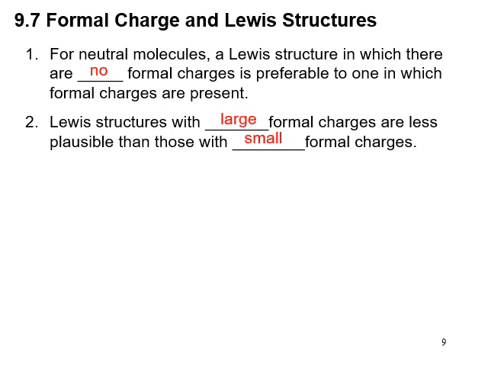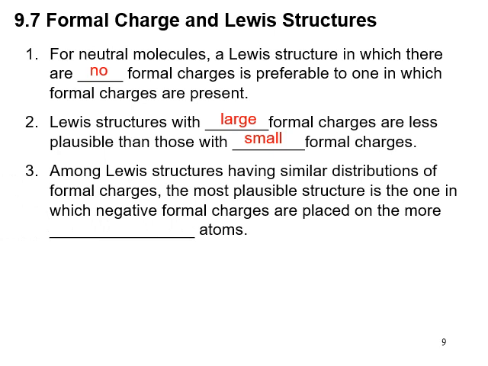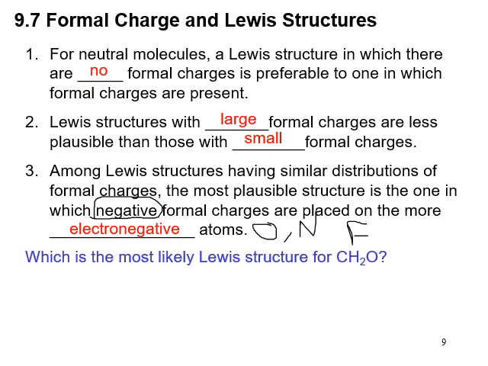Lewis structures with large formal charges are less plausible than those with small. So you want very little formal charges, like a -2 formal charge is not as good as a -1, and so on. Among Lewis structures having similar distribution of formal charges, the most plausible is the one in which negative formal charges are placed on the more electronegative atom. So that means an oxygen would rather be negative than a nitrogen, or a fluorine would rather be negative than either nitrogen or oxygen.